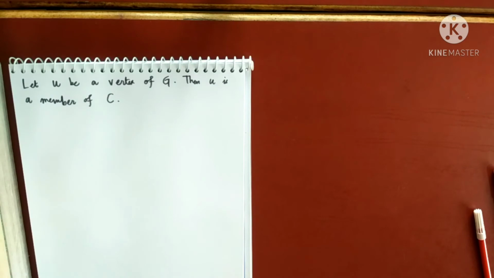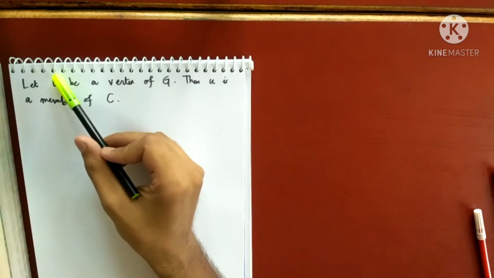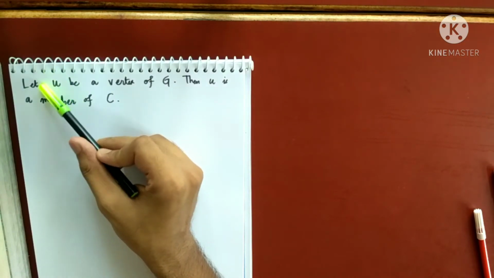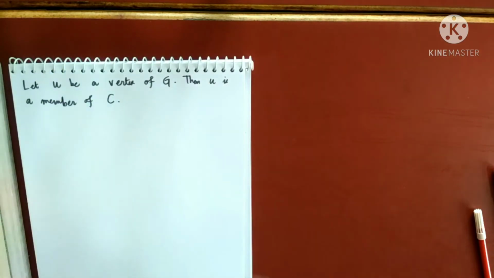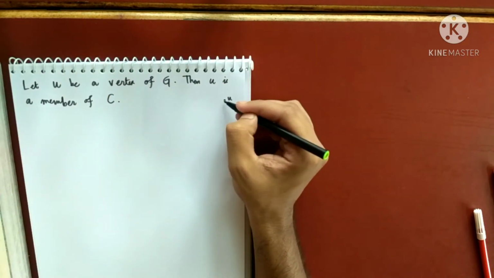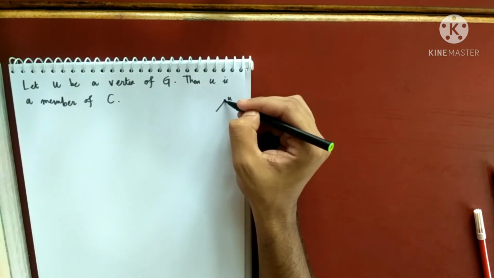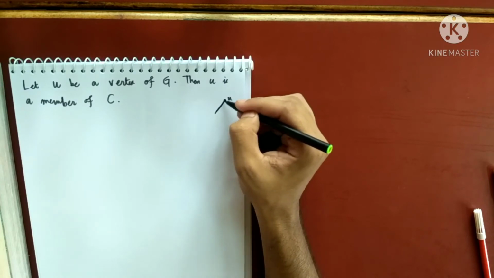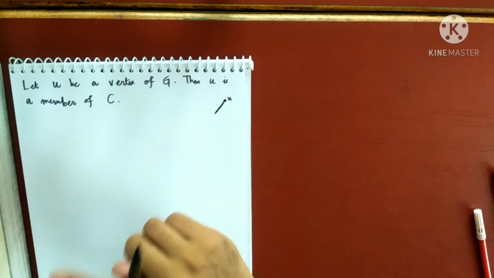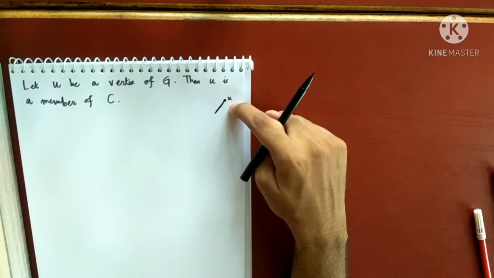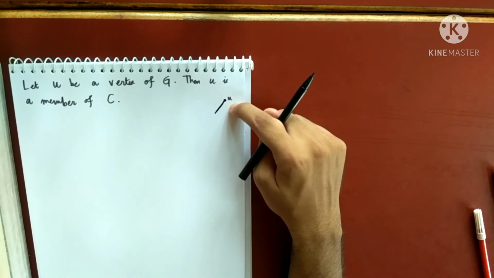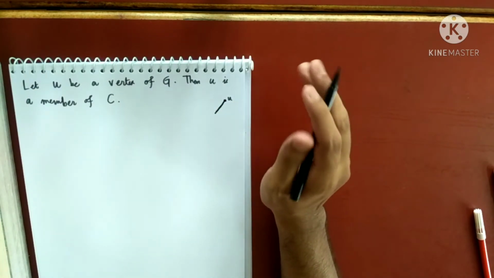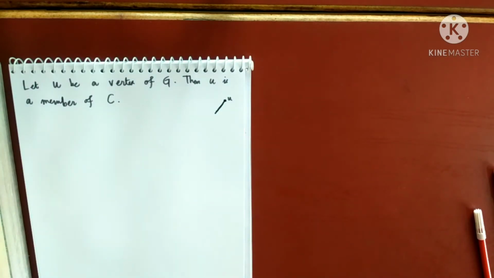Again I am repeating, because the graph G is connected, no vertex can be isolated. So this is not an isolated vertex. This has at least degree 1. So this is the end point of one edge. That means this edge is there in the circuit C, and hence this vertex will also be there in the circuit C. So let U be a vertex of G, then U is a member of C.